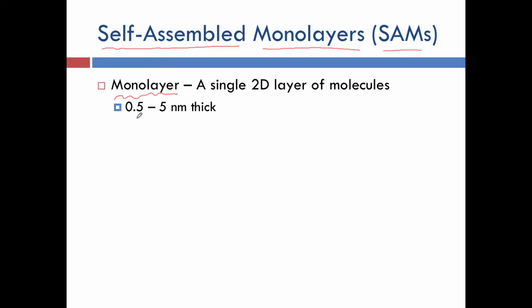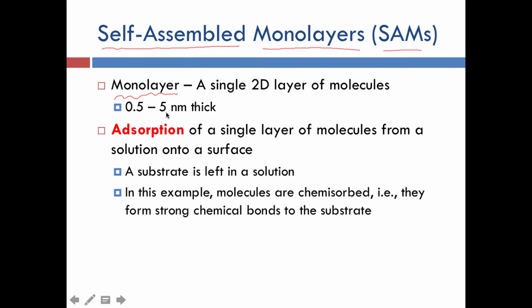And this is often on the scale of tens of nanometers, so for example, 0.05, all the way up to a couple nanometers thick. And this occurs based on this principle. First, there's an adsorption of a single layer of molecules from a solution onto the surface. So this adsorption simply means that the molecules are connected to the surface somehow. And I'll show you some pictures in just a second. But here's the concept. There's an adsorption of a single layer of molecules from a solution onto a surface.